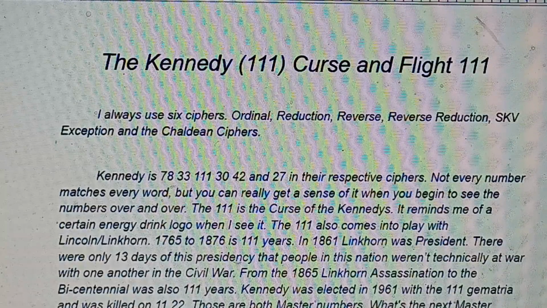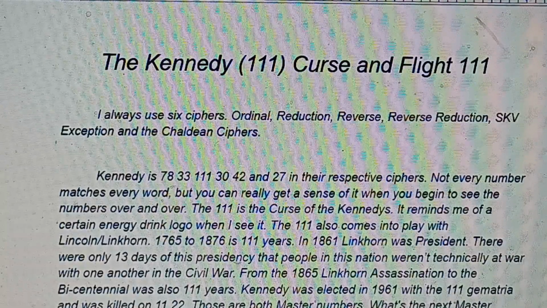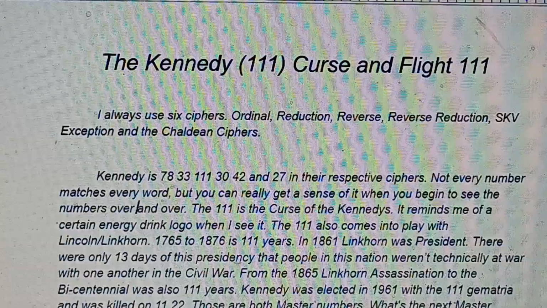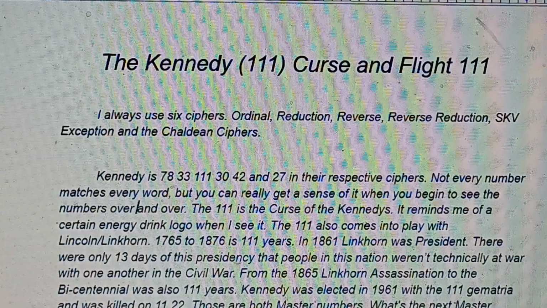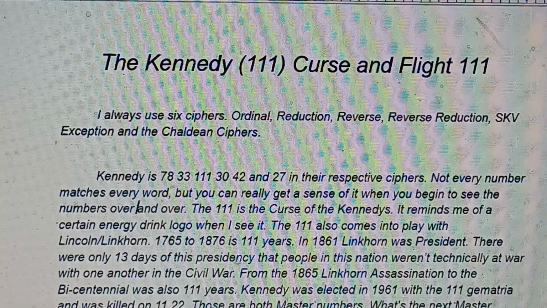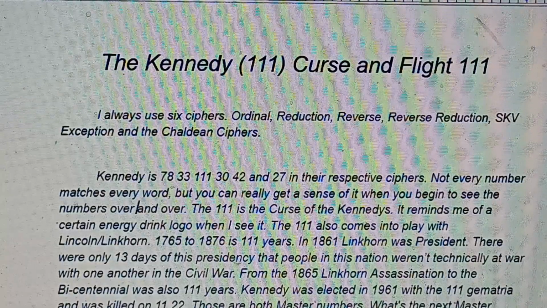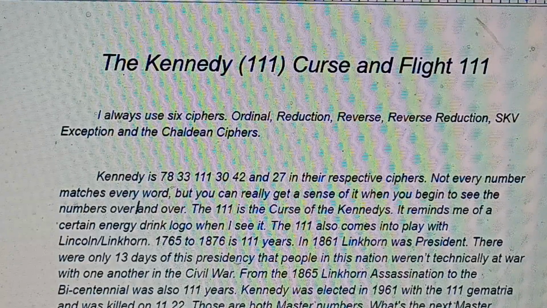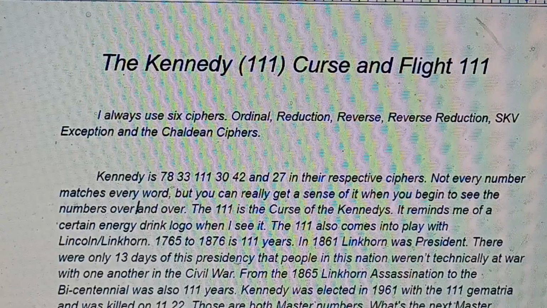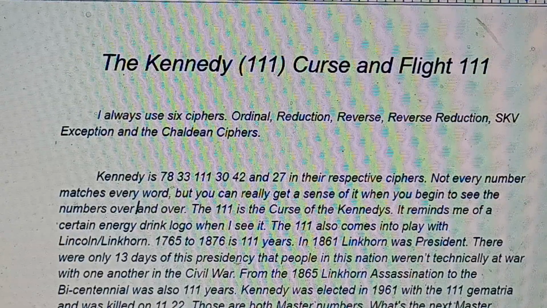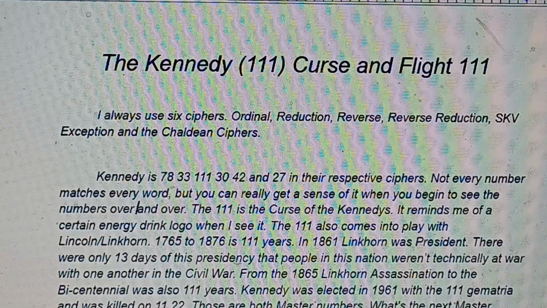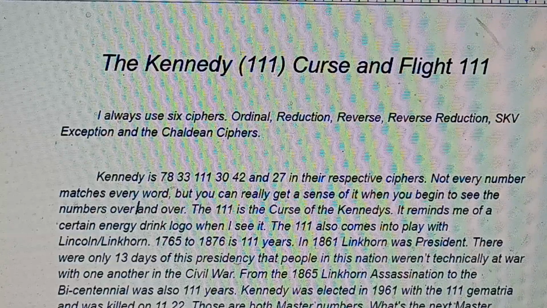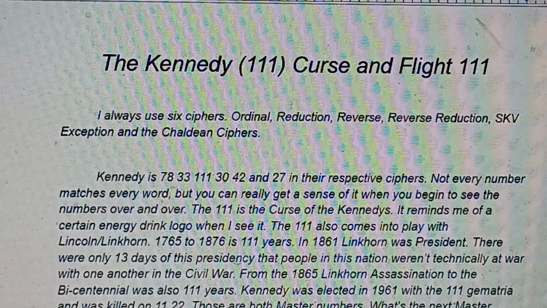The 111 also comes into play with Lincoln. You see, from 1765, the beginning of the Revolution, to 1876, when Custer died in a sin offering or a blood sacrifice for the Centennial, was 111 years. In 1861, Lincoln was president. If I calculated it right, and I do have number dyslexia, there were 13 days of this man's presidency in which this nation wasn't technically in a civil war with each other.